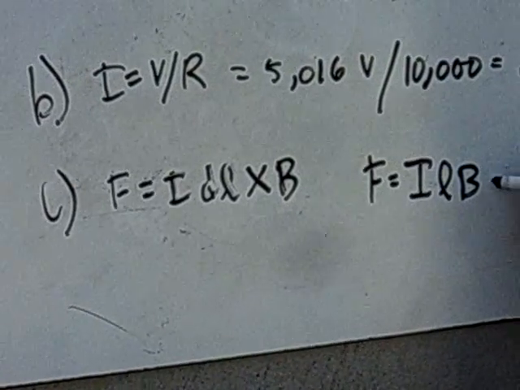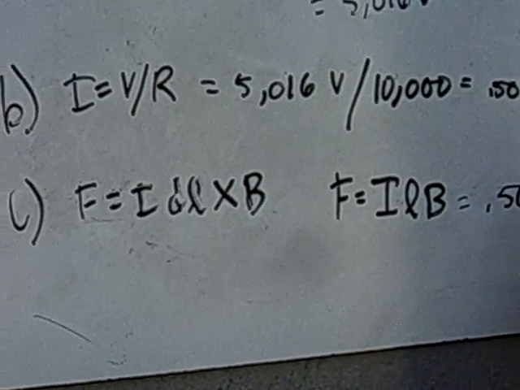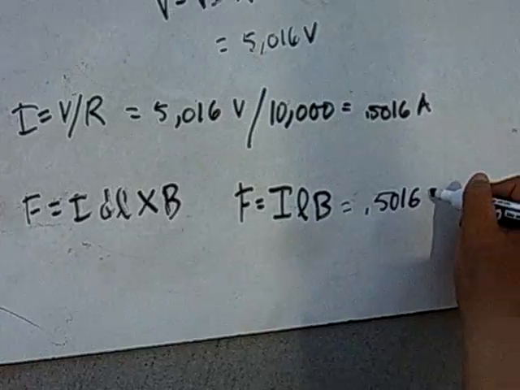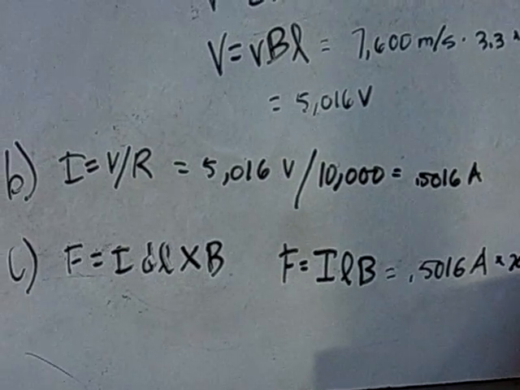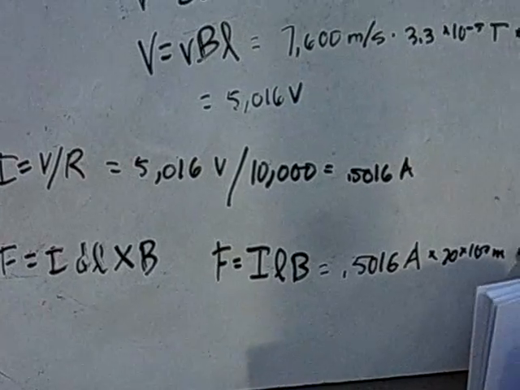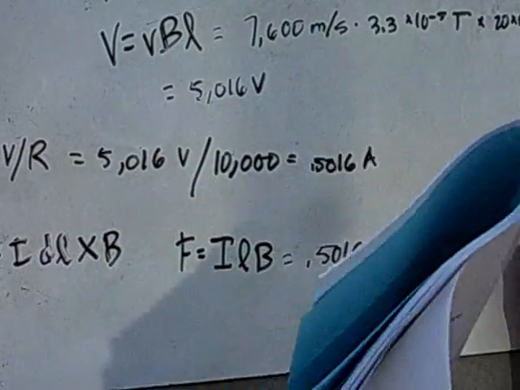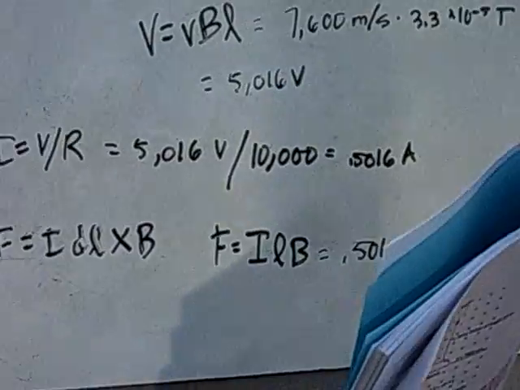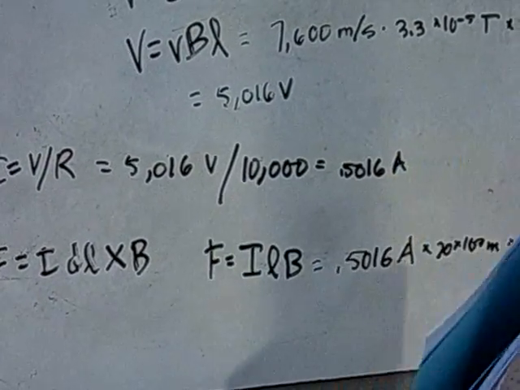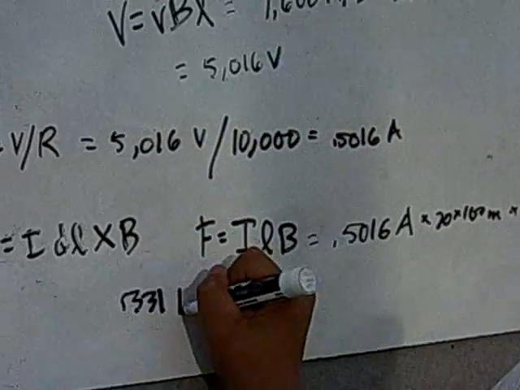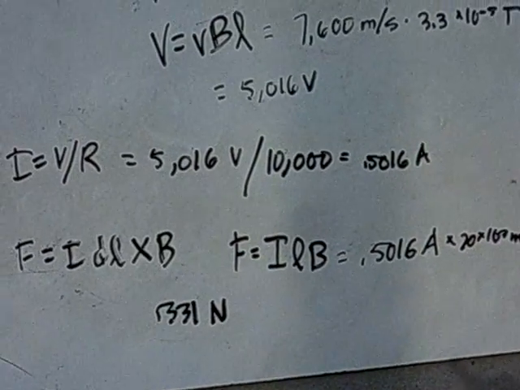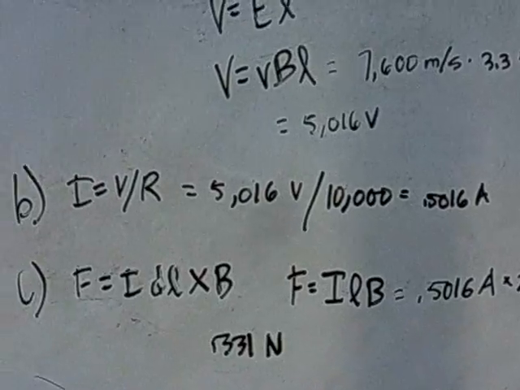We calculated 0.5016 amperes of the current. Length we know as 20 times 10 to the third meters. And then we multiply it by B, the Teslas. And you get 0.331 newtons. Wait, is it newtons? Yes, newtons. Anyways, that's A, B, and C.